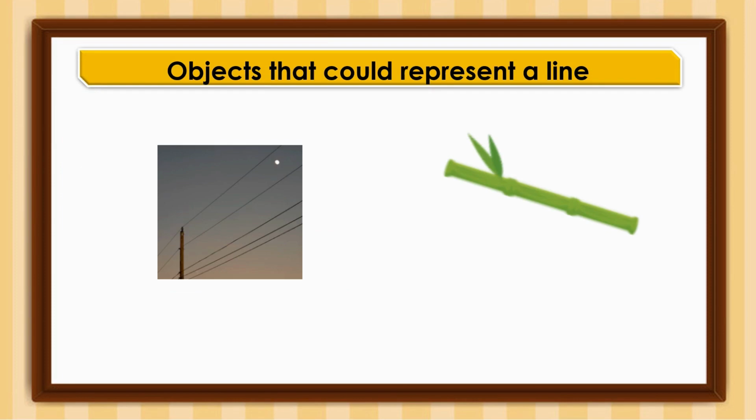So objects that could represent a line. We have here an electric wire and a bamboo. Those are objects that could represent a line.